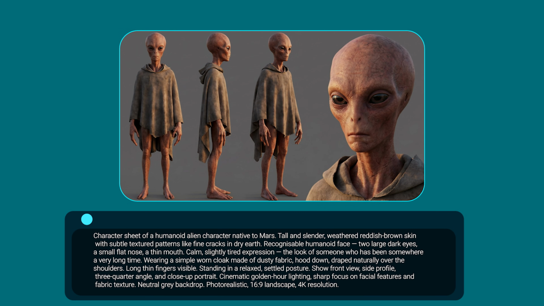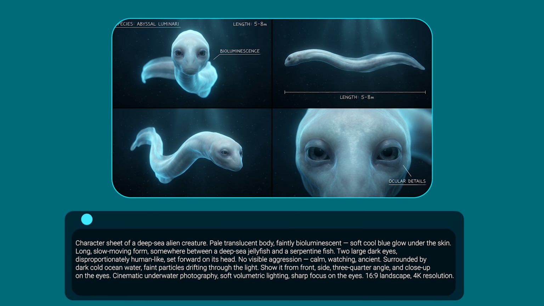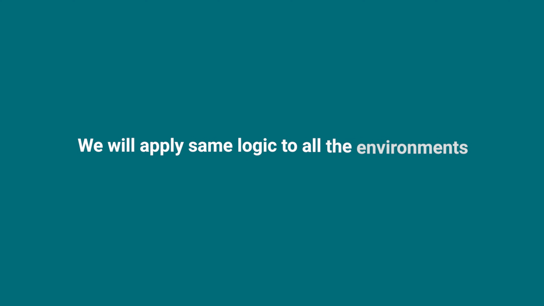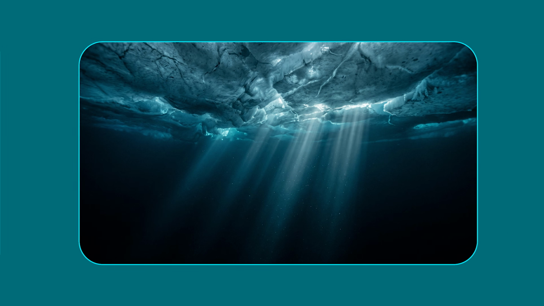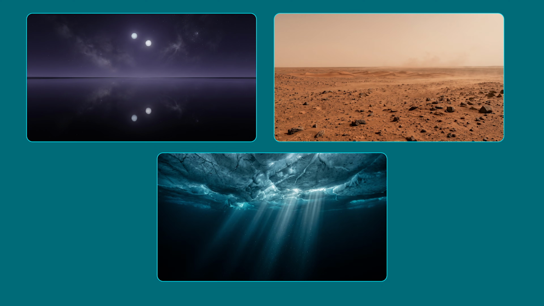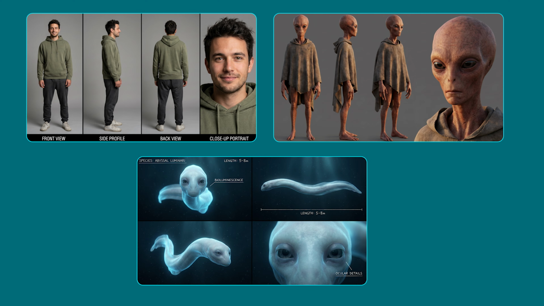Next, we'll do the same thing for the other 2 characters that Liam encounters on his travels, the Martian, the sea creature. And once the character references are complete, we'll apply the same logic to all the environments that Liam will travel to. Starting with the Mars environment, an underwater ocean, and something I like to call the mirror planet. Now all our intergalactic locations are generated. Every character is locked in, taggable, and reusable across every single shot.